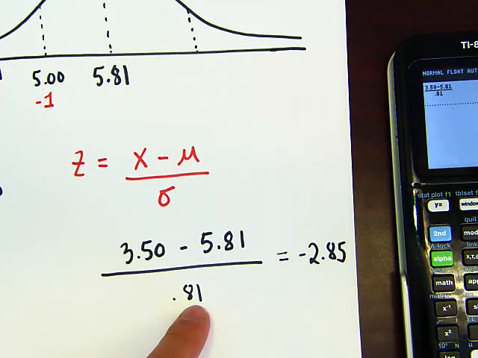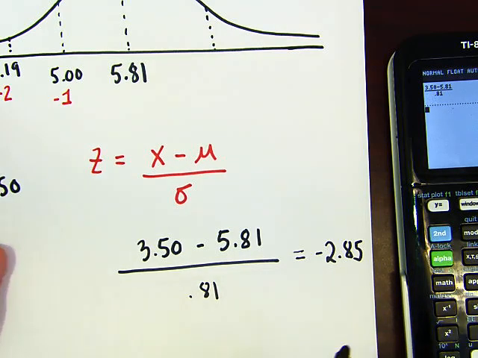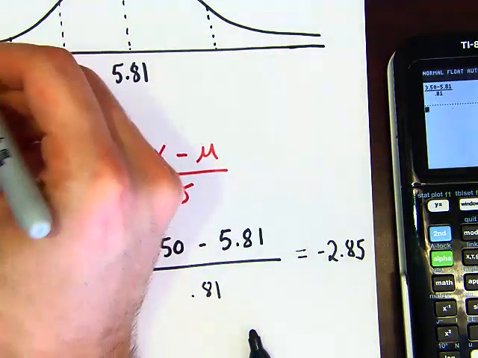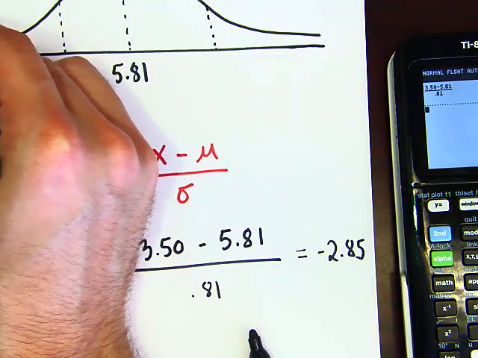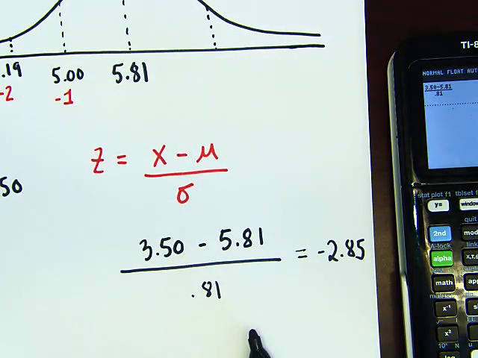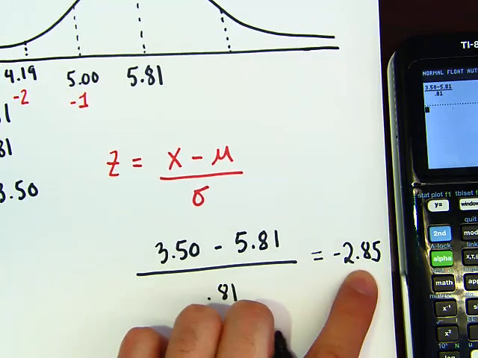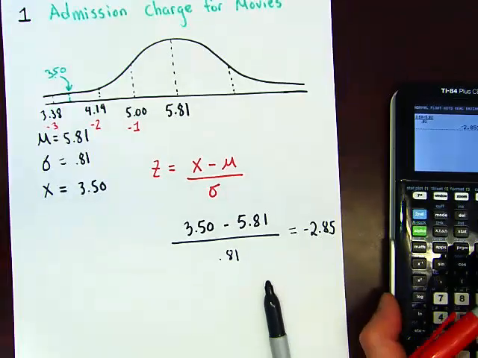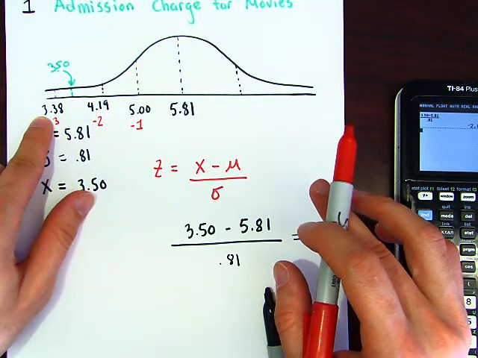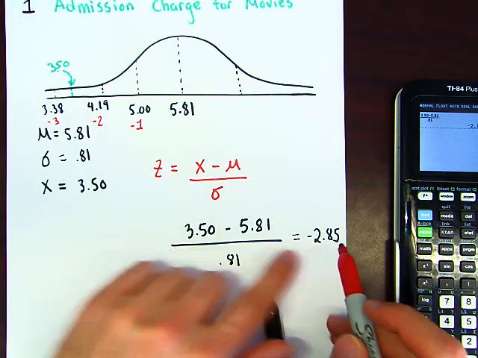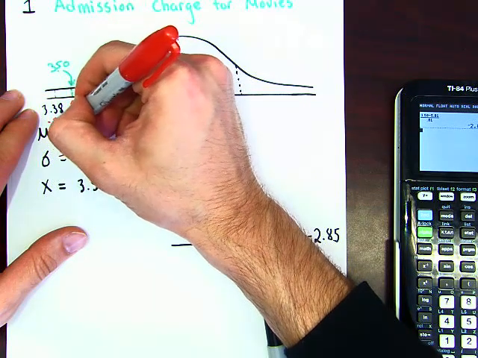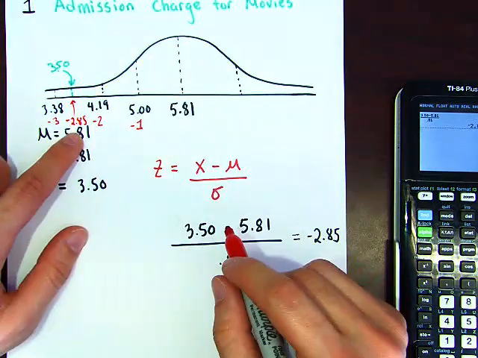So negative 2.85. Now I know that this value of 3.50, which is somewhere over here, is here. I know that this 3.50 is over here between the 4.19 and the 3.38, and this negative 2.85 is over here. So this is negative 2.85. I'm sorry, it's a little squished.